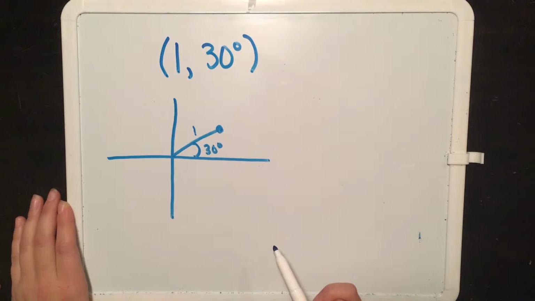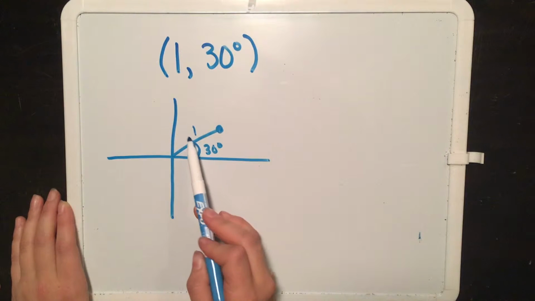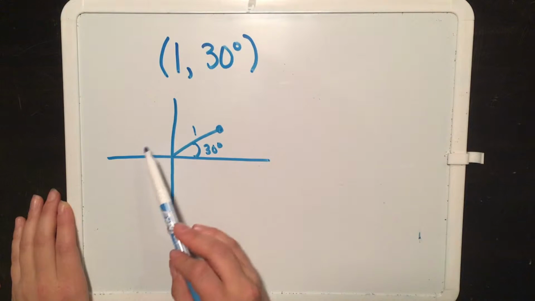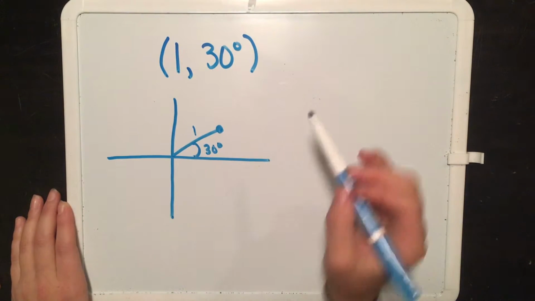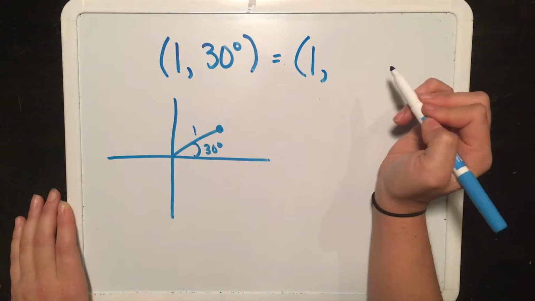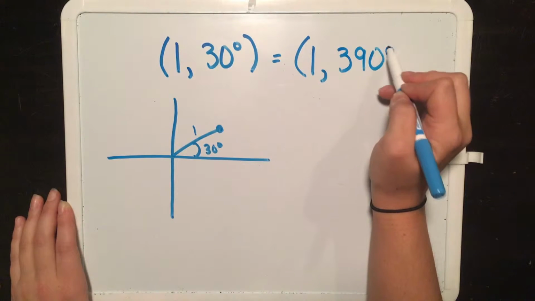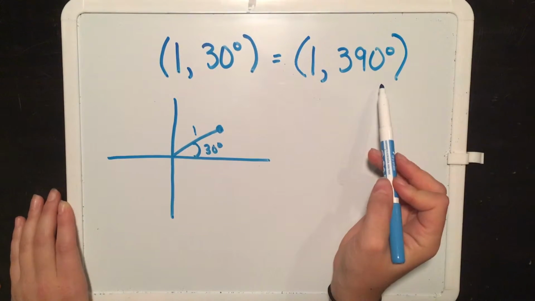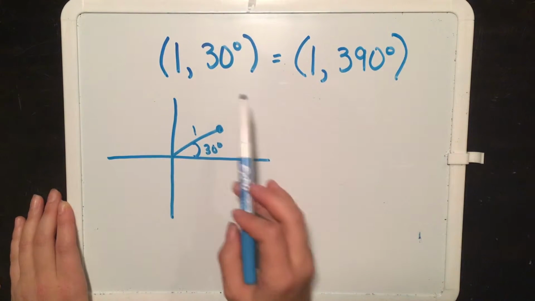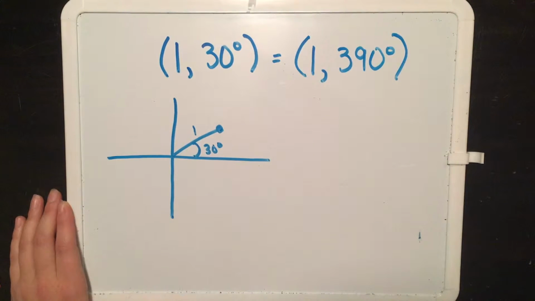Now, a simple solution would be to just take this angle, 30 degrees, and add 360 degrees to that, because that will give us a full revolution and take us right back to where we started. So a coterminal angle would be 1, 390 degrees. 390 degrees is 360 degrees more than 30 degrees. And these two coordinates are exactly the same because they'll lead us to this point.